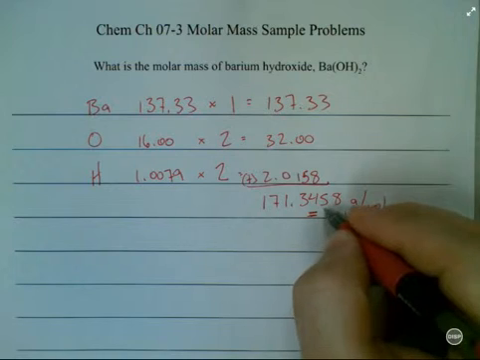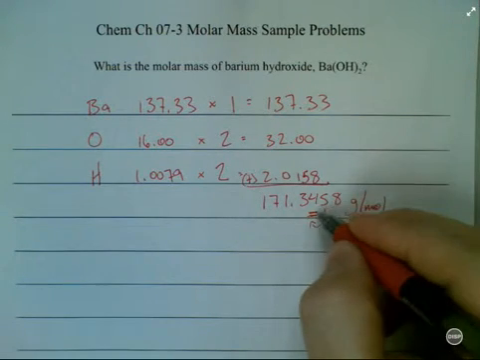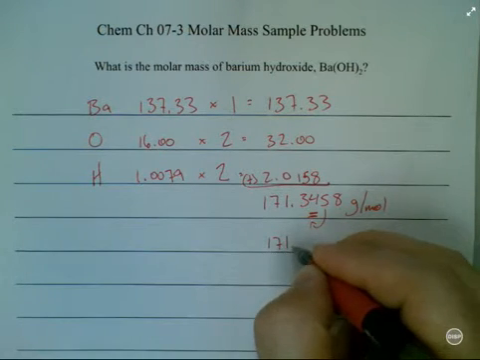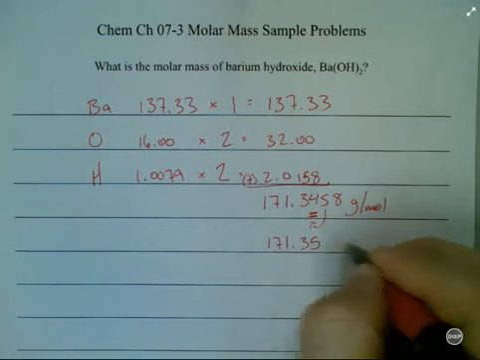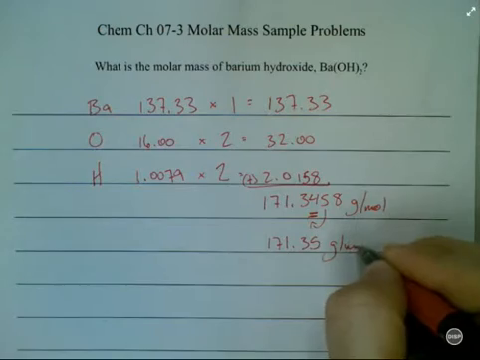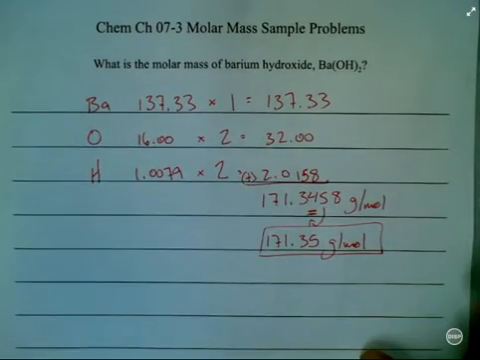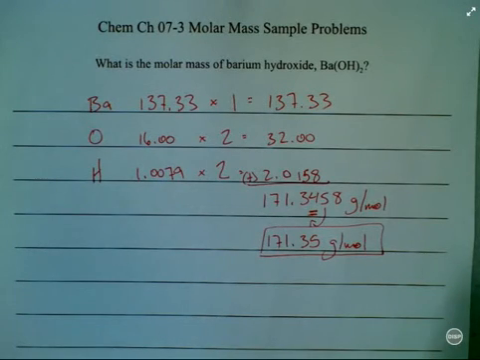So I will take this 5 and I will use it to tell me that I need to round this 4 up. So for the answer that I report, I'll have 171.35 grams per mole.